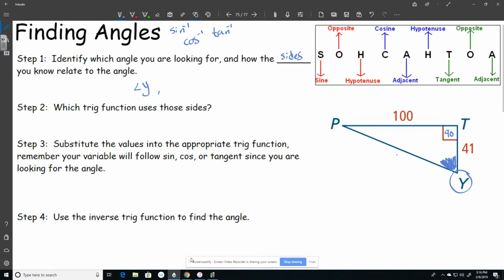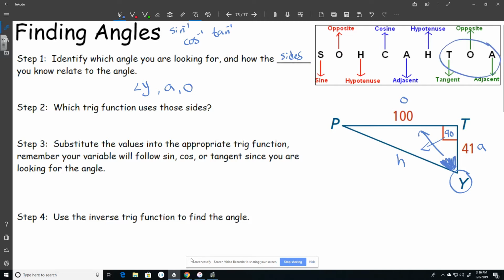And for angle Y, this is the hypotenuse because it's across from the 90. 41 is connected to Y, so that makes it the adjacent. And 100 is opposite the Y, so that makes it my opposite. So I have the adjacent and I have the opposite sides. So step 2 says to look for which trig function uses adjacent and opposite.